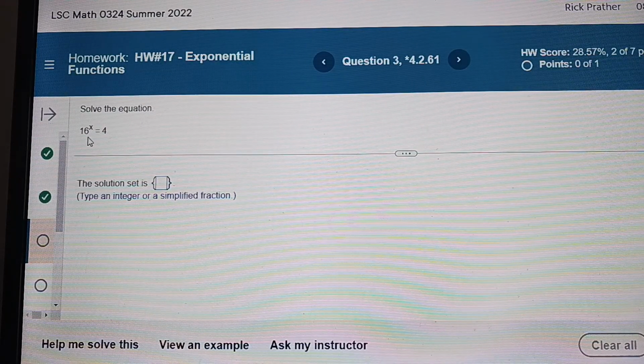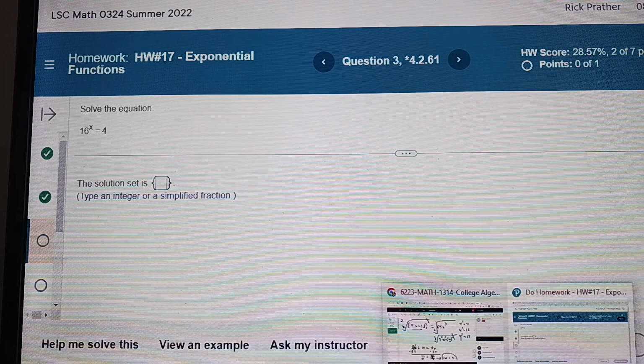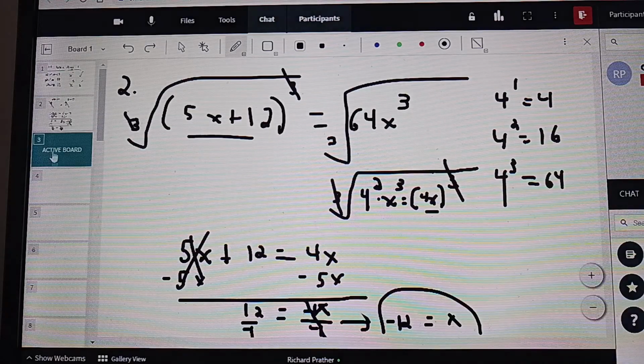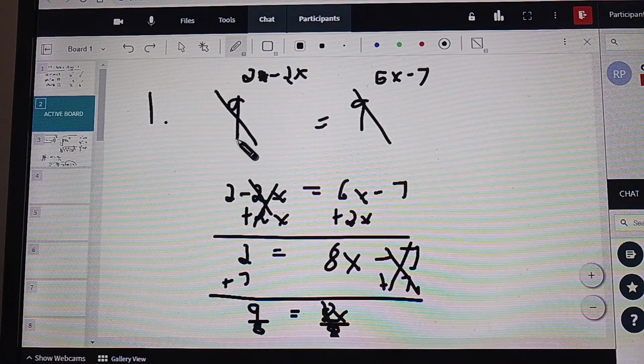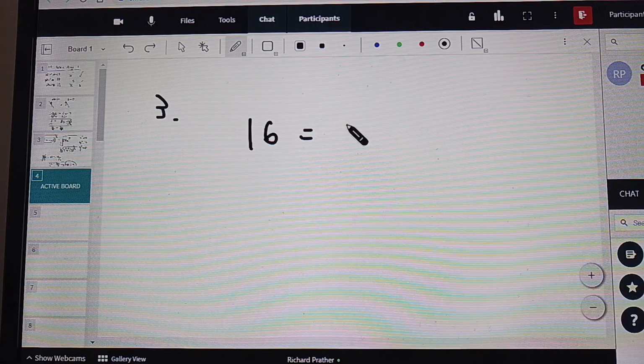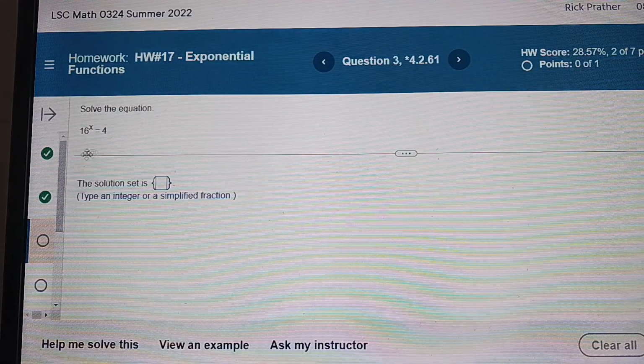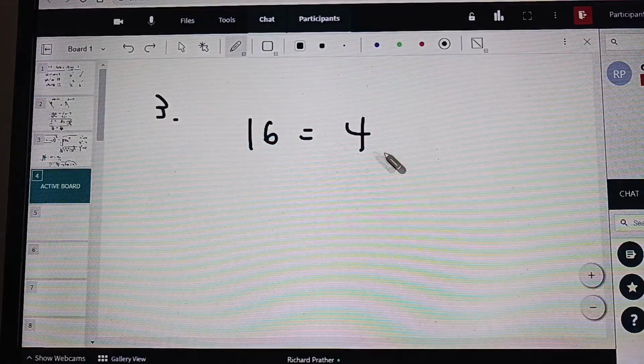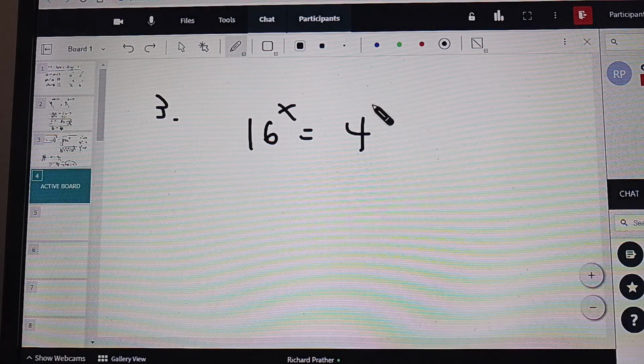Okay, what if you can't make the bases the same? Number 3 is like number 1, except you can make the base the same, but they're not already the same the way number 1 was, where they were already both 9s. But in number 3, one base is a 16 and the other one's a 4. They don't cancel out if they're different. And then this side's got an x, and in essence, this one's got a 1 for its exponent.